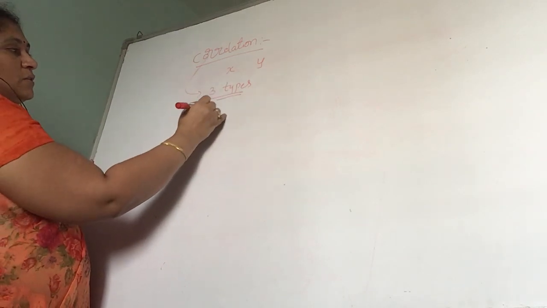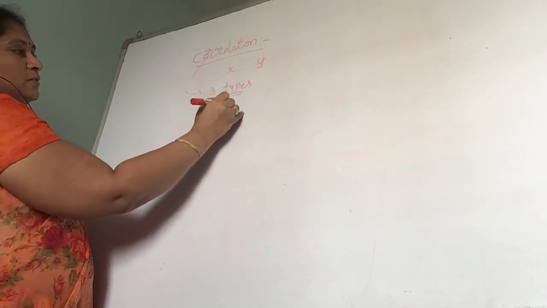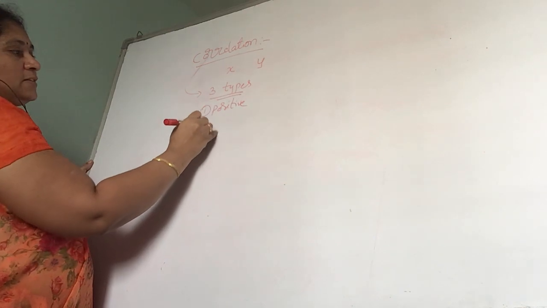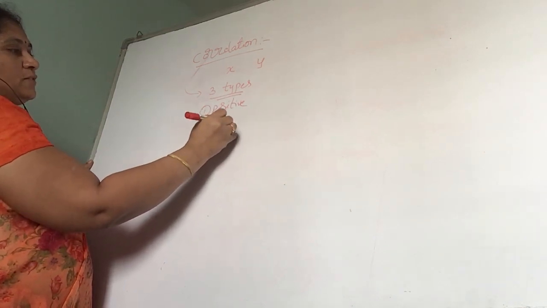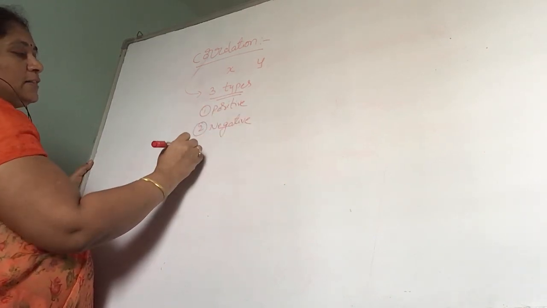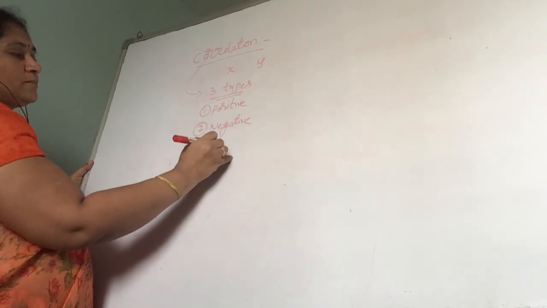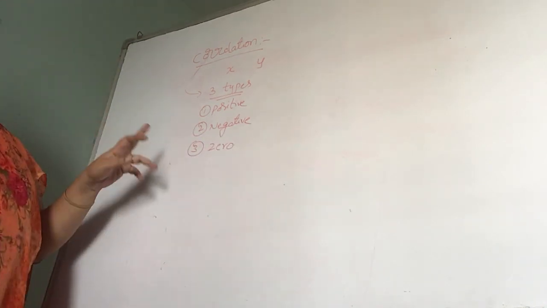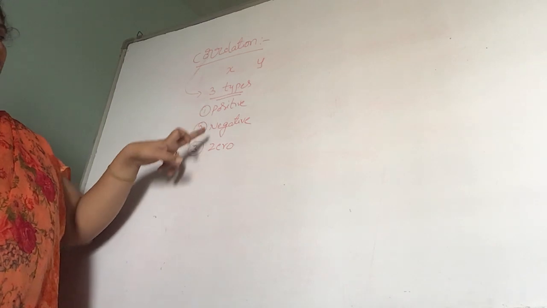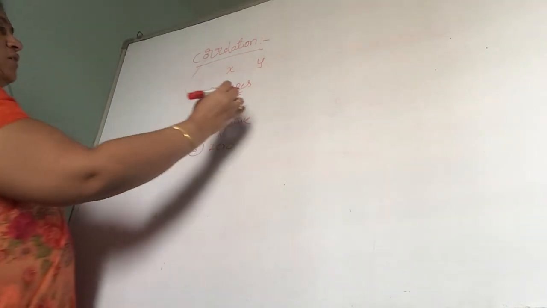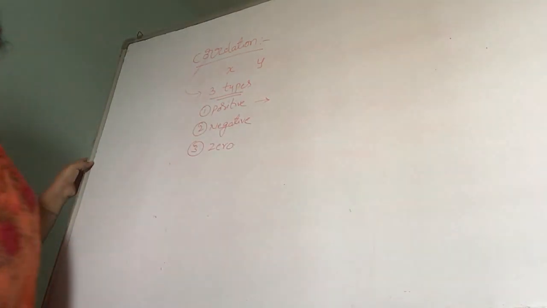The first one is positive correlation, the second one is negative correlation, and the third one is zero correlation. There are three types of correlations: positive correlation, negative correlation, and zero correlation. First of all, what is positive correlation?